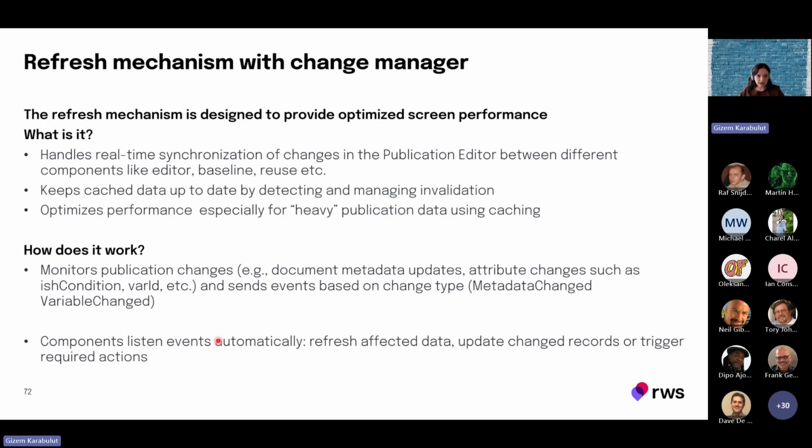Simply, it handles the real-time synchronization of the changes between the different components, and it keeps cache data up to date by detecting and managing invalidations. It optimizes the performance, especially for heavy publication data, using caching. How it works: it monitors publication changes, and then it sends events based on the change type. It also listens to events automatically, so it refreshes affected data, updates change records, or triggers the required action.